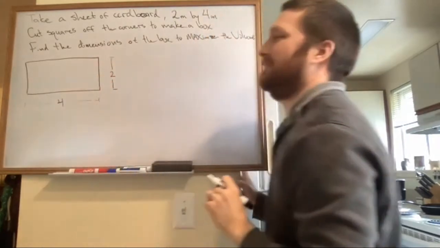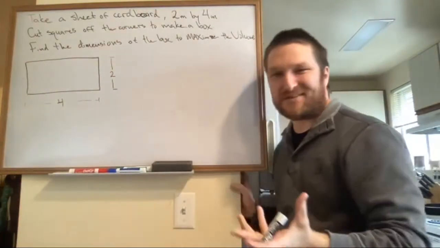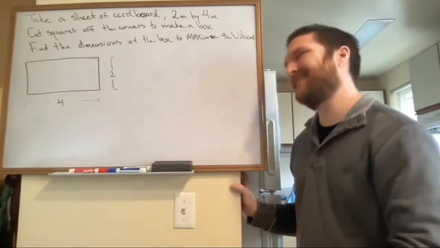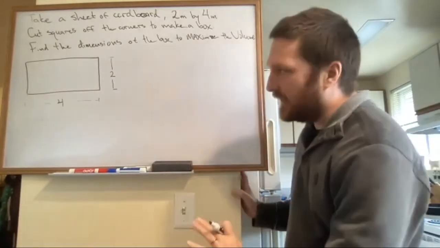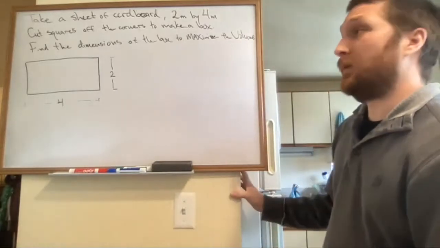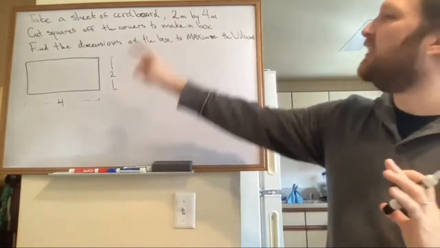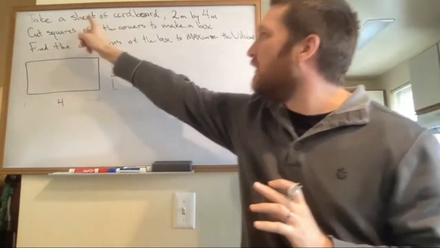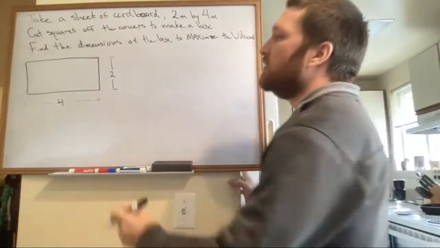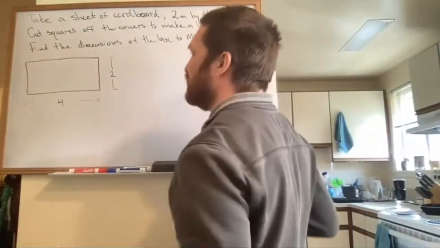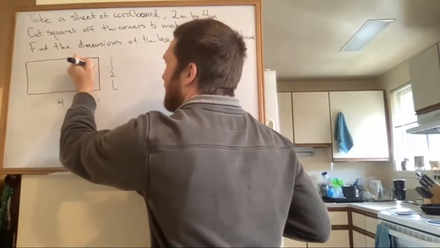At this point, I really don't have an idea of what this is even asking. Cut squares off the corners to make a box. But I think we've actually done something like this in class before. But anyway, at this point, I'm like, wait, what's going on? Okay, so now take a sheet of cardboard 2 by 4. Got it. Cut squares off the corners. Okay, so here's a corner, and we're going to cut a square off of it. So I guess that's what we're talking about.